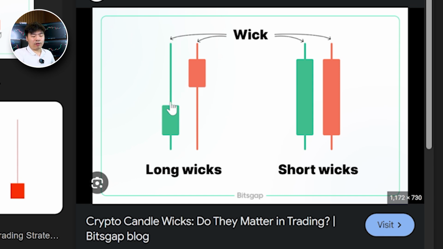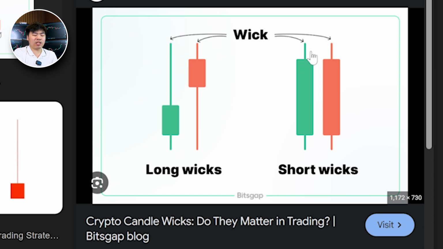Okay? How about if a candlestick has a long upper wick like this? It means in that particular moment, it has strong seller pressure. There are more sellers than buyers, and the price might go down really soon. So keep that in mind.